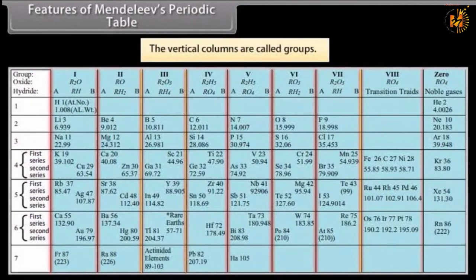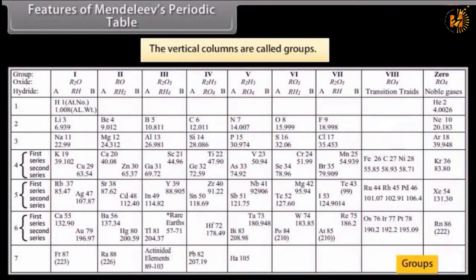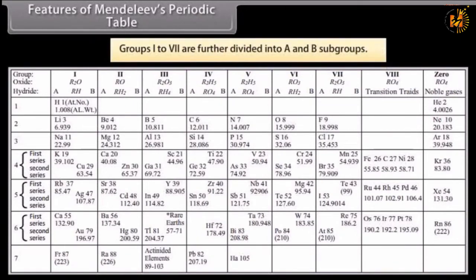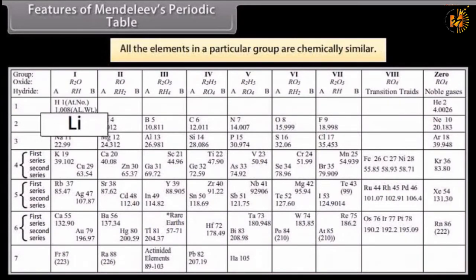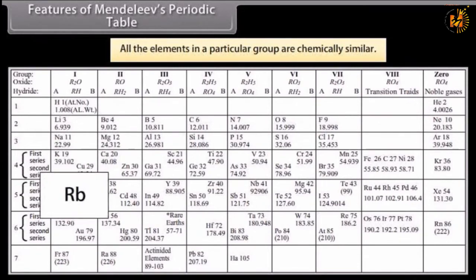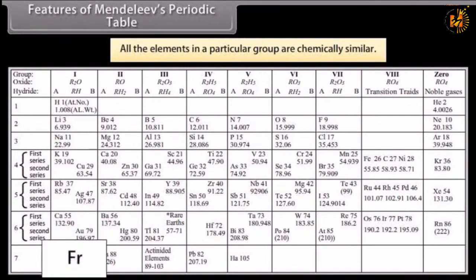The vertical columns are called groups. These groups are 9 in number and are numbered from 1 to 8 and 0. Groups 1 to 7 are further divided into A and B subgroups. Groups 0 and 8 do not have any subgroups. All the elements in a particular group are chemically similar. They show regular gradation in their physical properties and chemical reactivities.